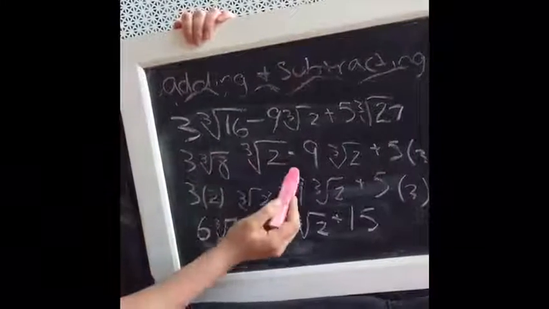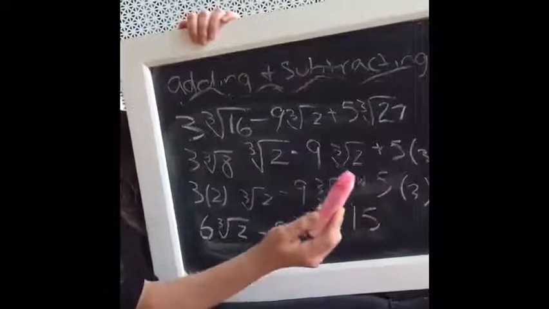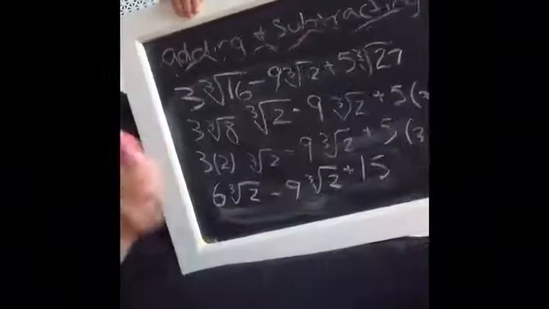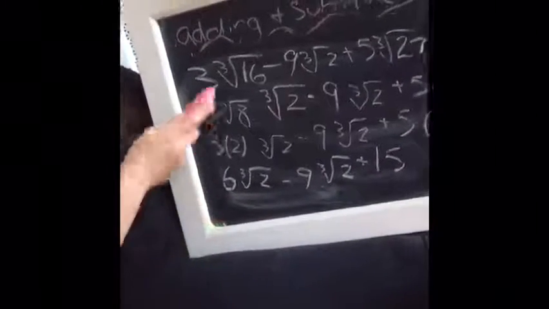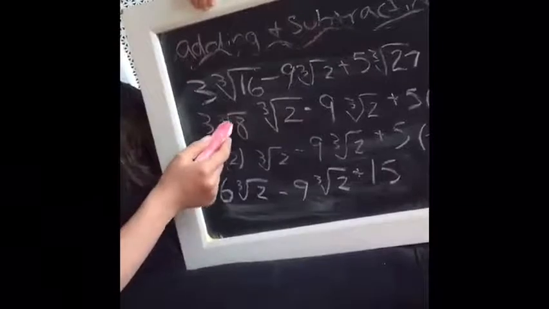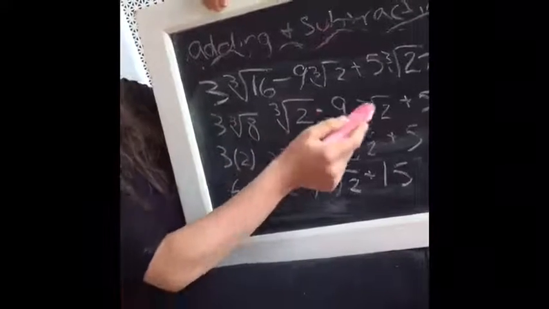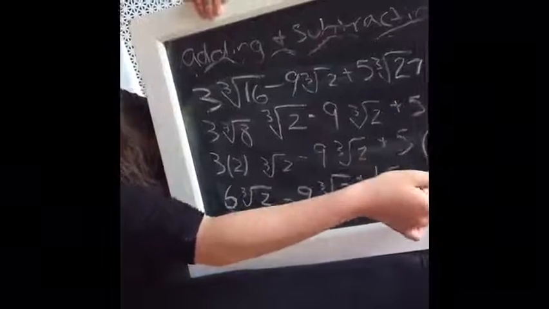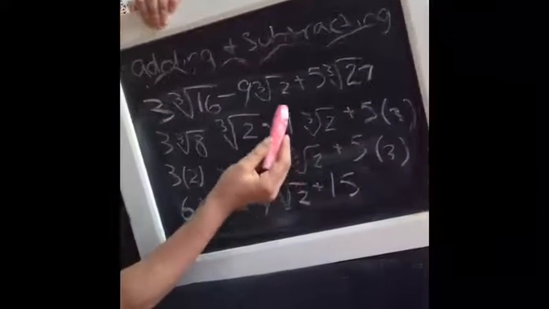And then rad 2 minus 9 rad 2 plus 5 times 3, because 5 with 3 in the index. Our first step here is to simplify. So this becomes 3 rad 8 and then rad 2 minus 9 rad 2 plus 5, and that becomes a 3. So it's just 5 times 3. And all these, by the way, have 3 in the index.